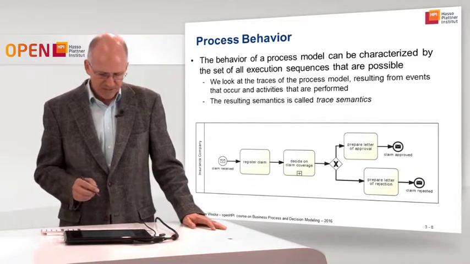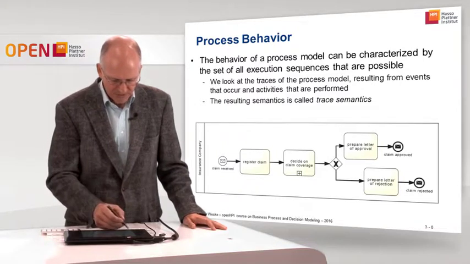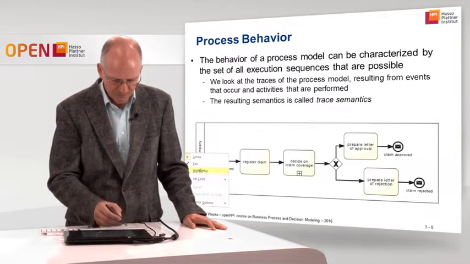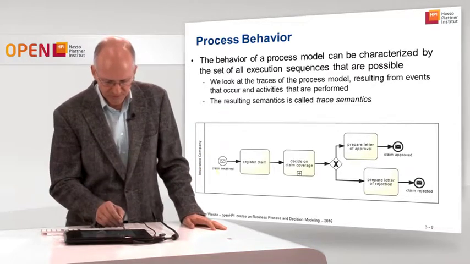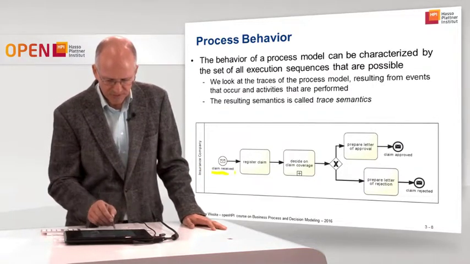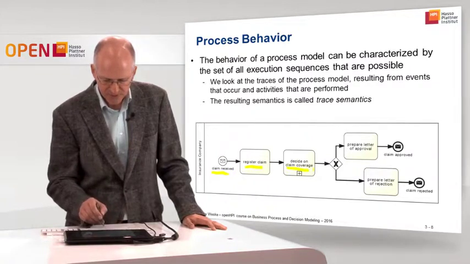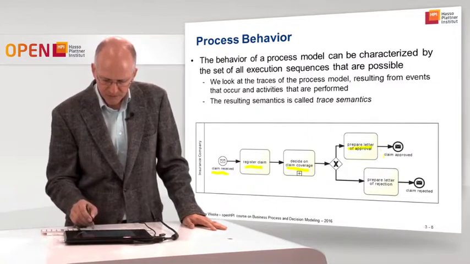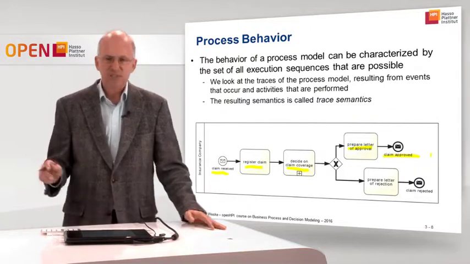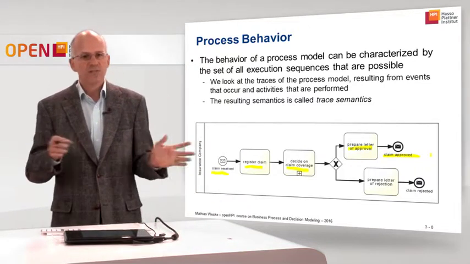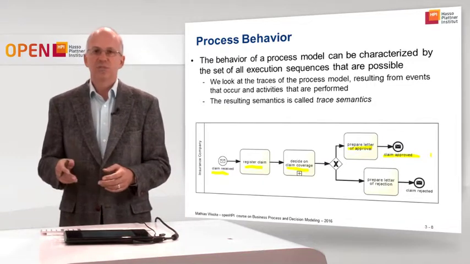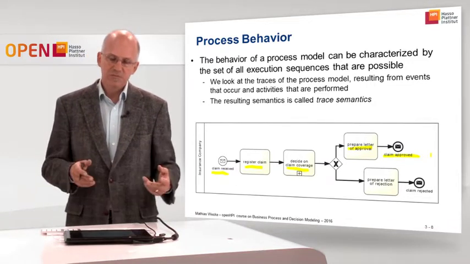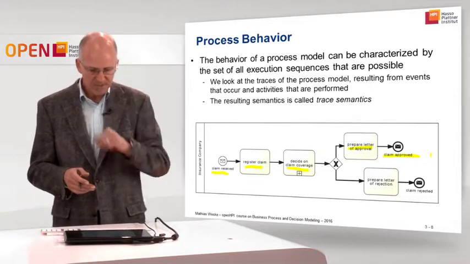Okay, so in our example again, what are the traces? Each trace begins with claim received. So there's a trace: claim received, register claim, decide on claim coverage, prepare letter of approval, and claim approved. That's one trace, one possible execution of the process. So we see that not all activities need to be present in all traces. Of course, we have the decision here.